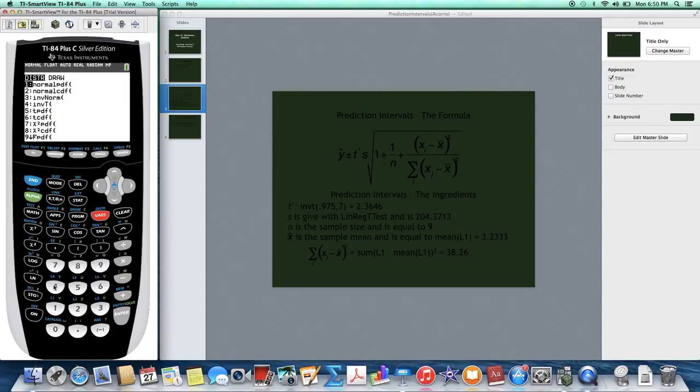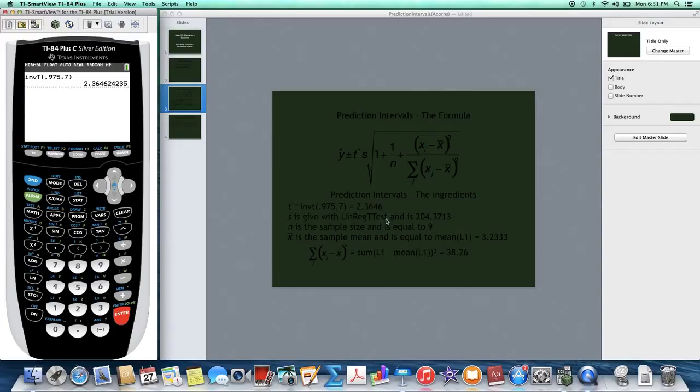Just like inverse norm, inverse t gives us the specified percentile, that's the area, 97.5%, for a particular degrees of freedom, and that's 7 degrees of freedom for this example. I select paste it onto the home screen, then I press enter, and there is our T star value. And again, I've rounded this here for convenience. 4 decimal places is more than sufficient accuracy.